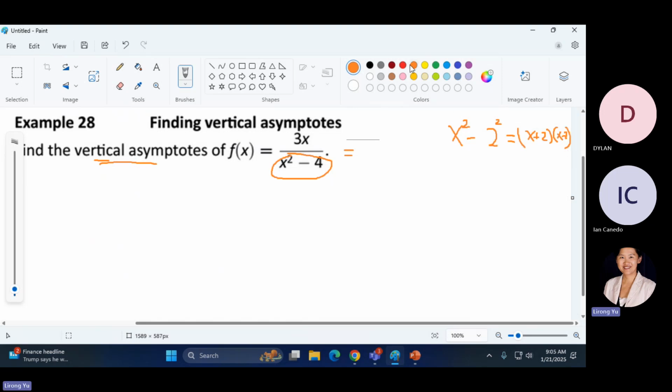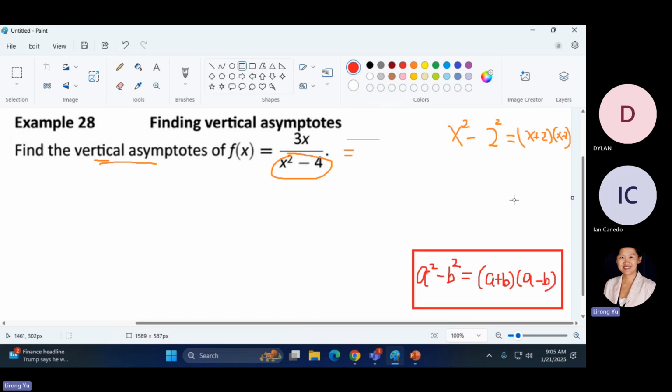I'm referring to the formula that we might have mentioned before, that if you have a squared minus b squared, we call it the square difference. Whenever you have a square difference, this is equal to a plus b times a minus b. You can call this the square difference formula. Applying that, the numerator has no change, and the denominator becomes x plus 2 times x minus 2.